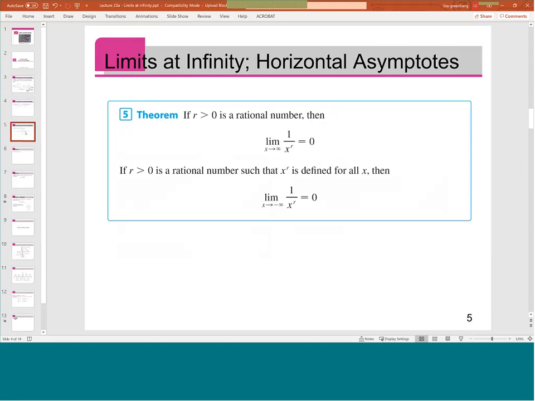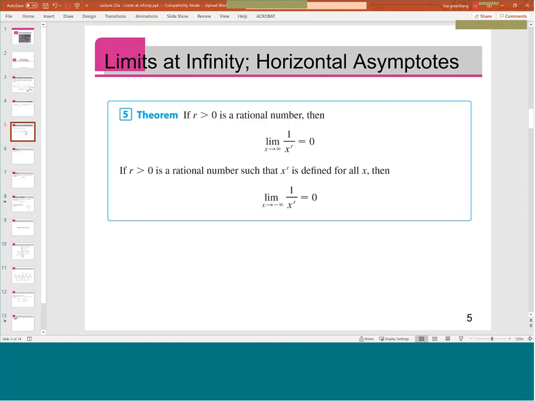Now, right here, this is basically talking about if we have some r in this function that is greater than 0 and it's a rational number, which just means it's not irrational. Does everybody understand what a rational number is? Can anybody tell me what a rational number is? You could review it and I would be happy. Is it a number that you could divide evenly?